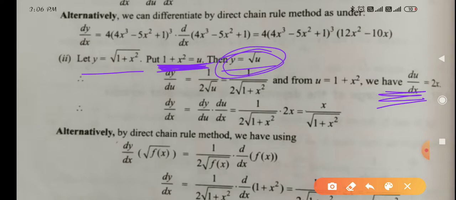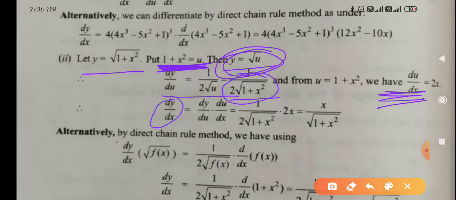And this second function you can differentiate with respect to u. So dy upon du, and in the last video I told you, differentiation of under root x is 1 upon 2 under root x, and I told you to learn this. It will be useful to you, because in many questions you will apply it in between, so it should be in your mind directly. 1 upon 2 root u. Now you can put the value of u, under root 1 plus x square. So 1 upon 2 under root 1 plus x square.